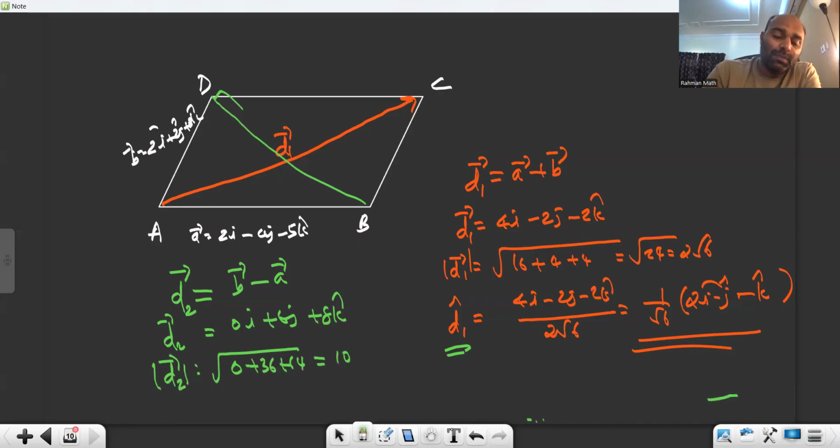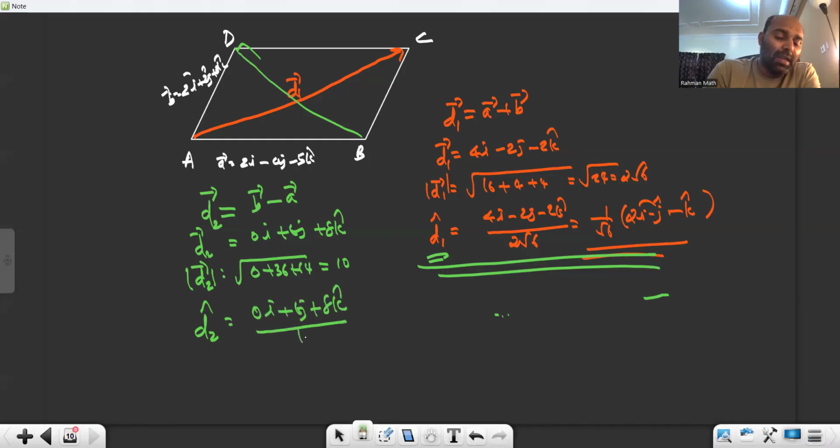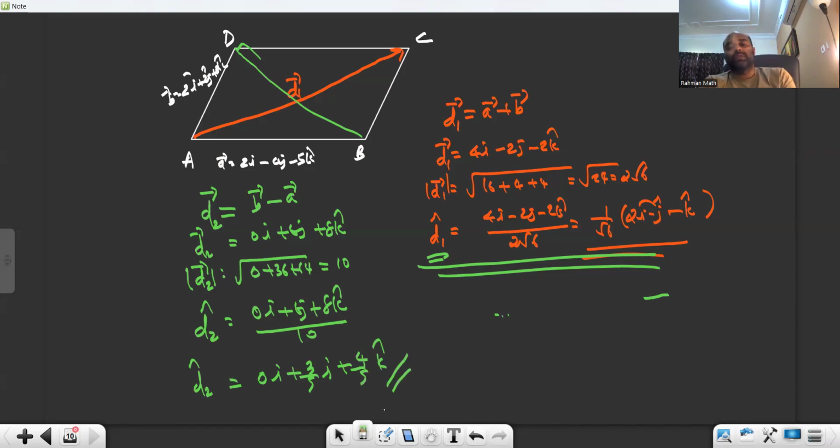Therefore, what is the unit vector? This is the first answer. Unit vector D2 cap equals 0i plus 6j plus 8k by 10. If you want, you can simplify. If you want, you can stop like that also. Or you can write, it's your choice, D2 cap, unit vector: 0 by 10, 0i only, 6 by 10, you can write 3 by 5j, or 1 by 5 if you want, you can take it outside. 8 by 10 is what? 4 by 5k. This is the unit vector.